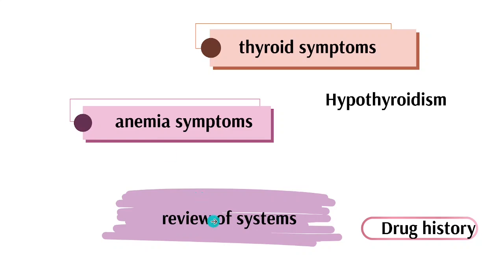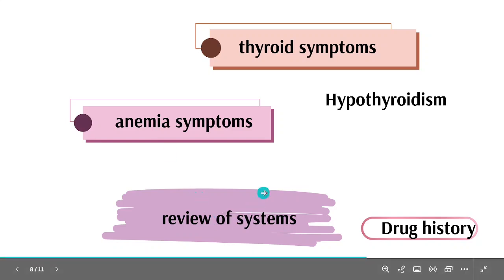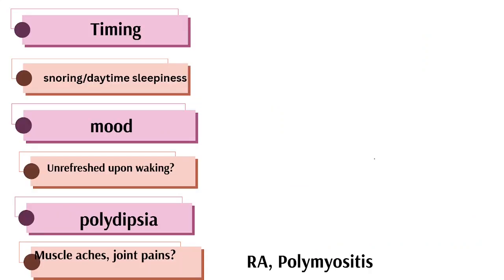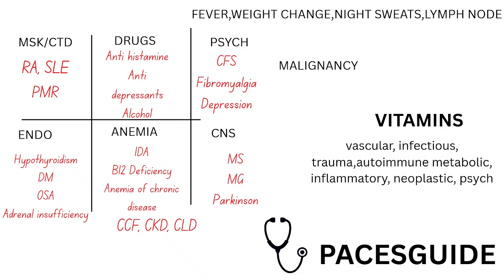Next thing would be the systemic review, a quick screening of all the systems, and drug history. So this is basically it. These are the most common conditions that come up in the exam. So when you're done with this, the examination would be very relevant and focused too.